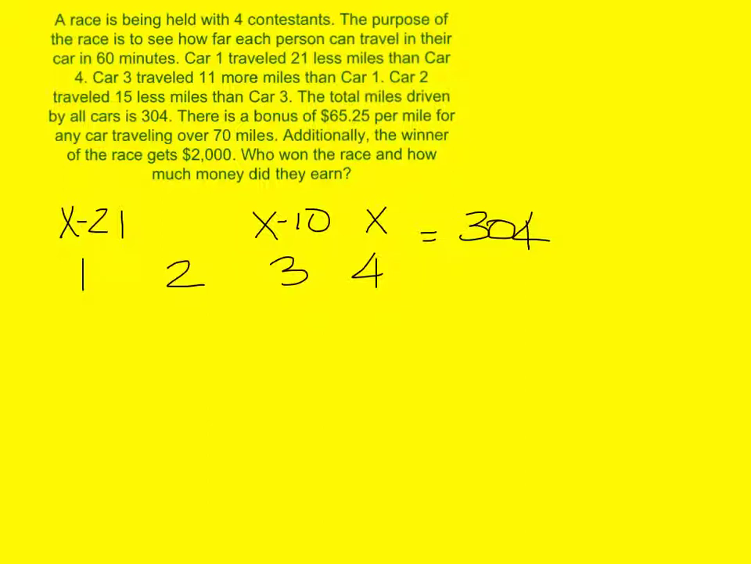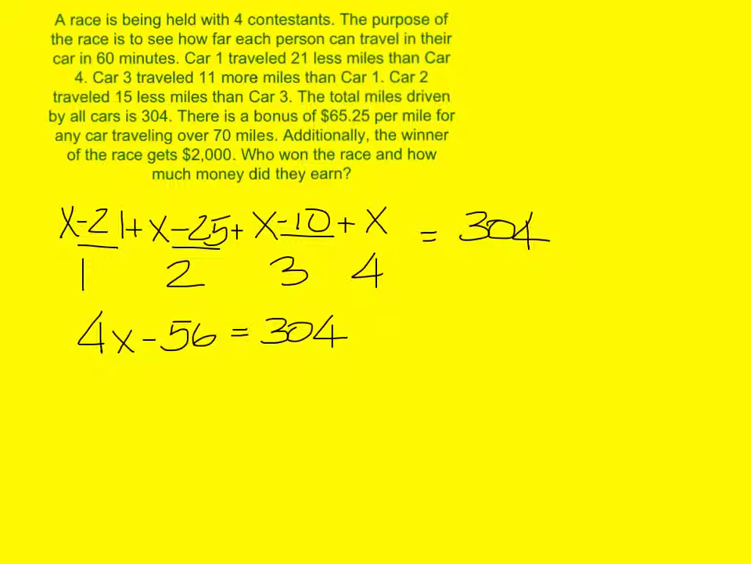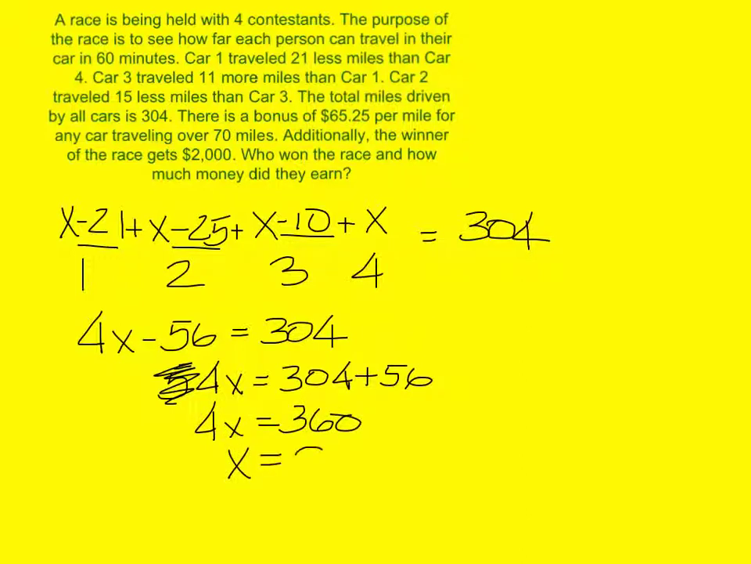And car 2 traveled 15 less than car 3. So car 3 is x minus 10. If you take away 15, it should be x minus 25. So we have plus in here. We have 4 x's. Negative 21, negative 25 is negative 46. Negative 46 minus 10 is negative 56. Alright, so we have to add 56. Whoops, we don't have 5x. We have 4x. So we add 56 to 304, and that's going to give us 360. That means x turns out to be 90.